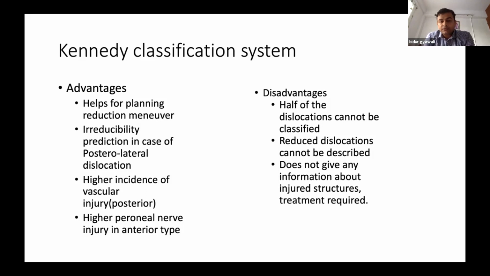However, there are some serious flaws in this system also, like half of the dislocations that present reduced cannot be classified, nor can they be described. It also does not give any information about the injured structures or the treatment required. The Kennedy classification system is useful until the knee is reduced. Before and after reduction, it does not have that much role.